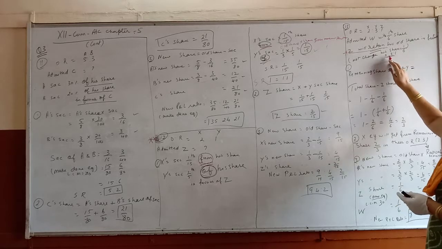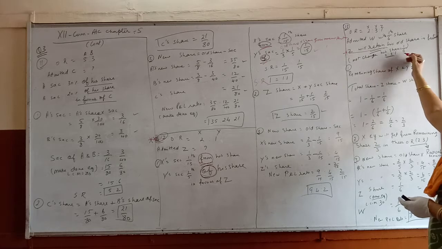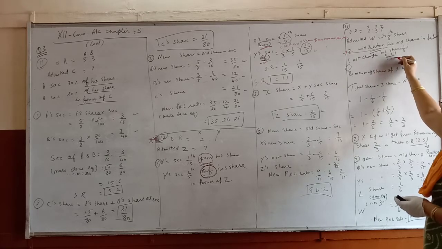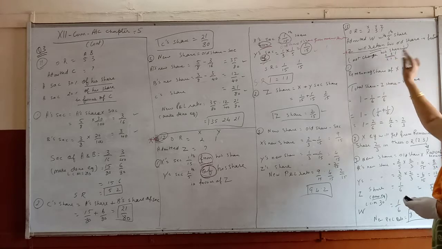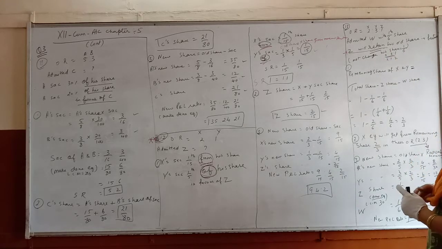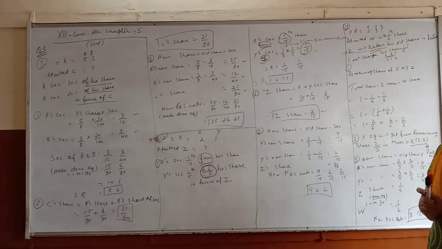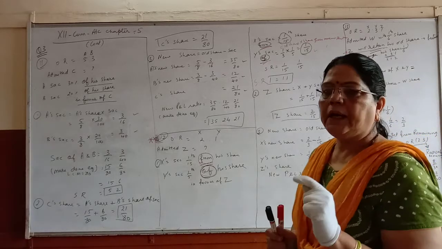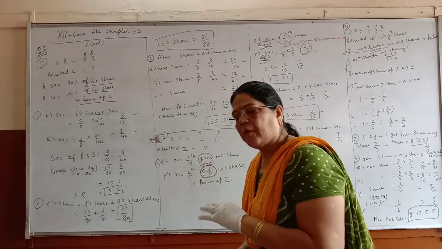1/6. How did I get it? Old ratio is 2:3:1 for X, Y, Z. So this is Z. What is Z's share? 1/6. So he will retain it, he will not change. Now for the remaining share of X and Y, we have to subtract from the total, and the remaining will be for X and Y, because Z has not to change. Only the remaining part will be distributed among X and Y.